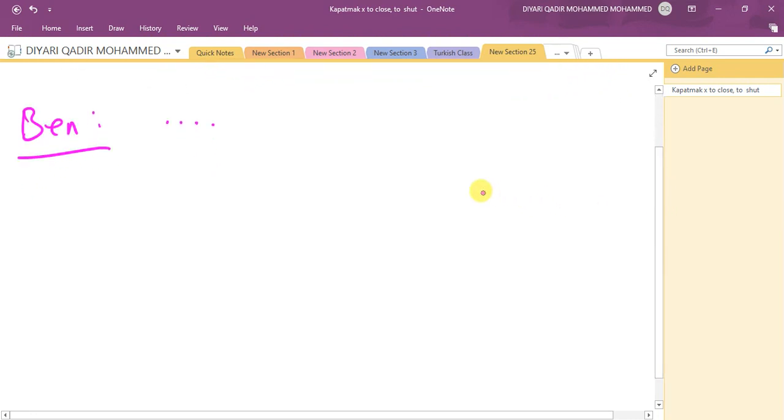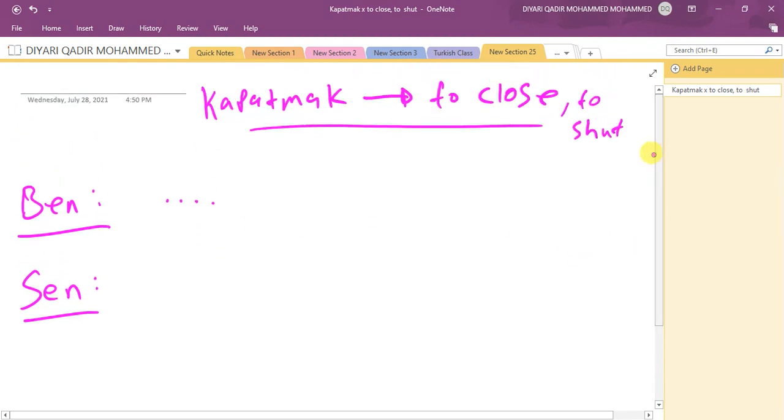Now, how about for sen? Sen is the second person, and it's singular. All you need to do is take the verb, return it to the original form, and just remove the mak or mek. What will it be? It will be kapat. Just say kapat. This is an order to that person.